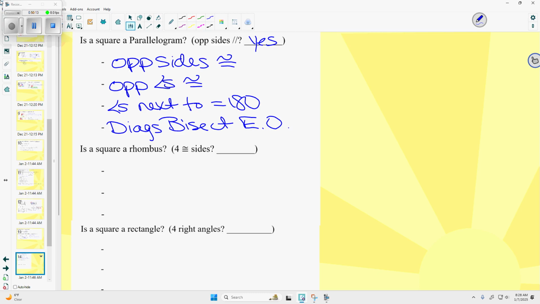All right, is a square a rhombus? Are all four sides congruent? Yes, so that it has the rhombus properties. For a rhombus, again, we have all four sides equal, or all sides congruent.